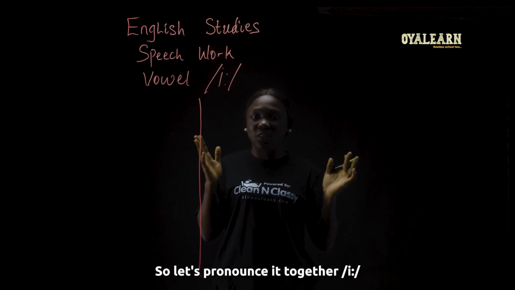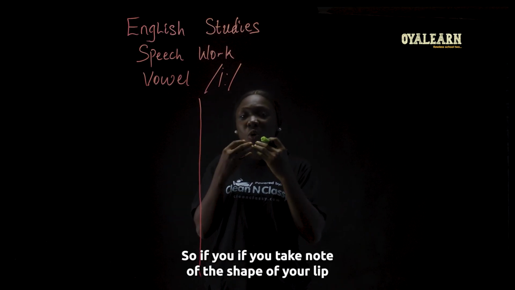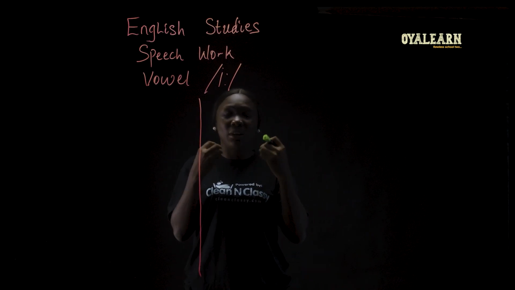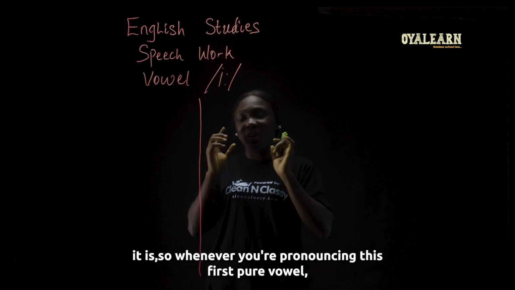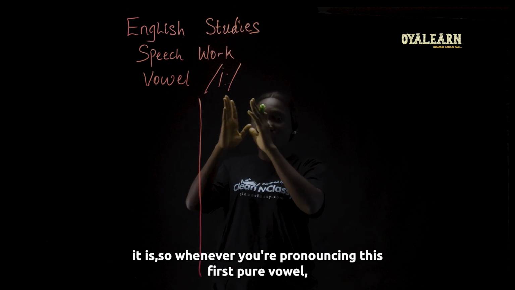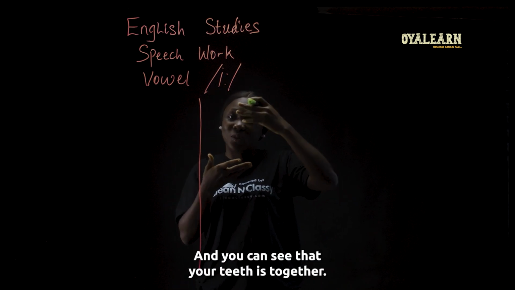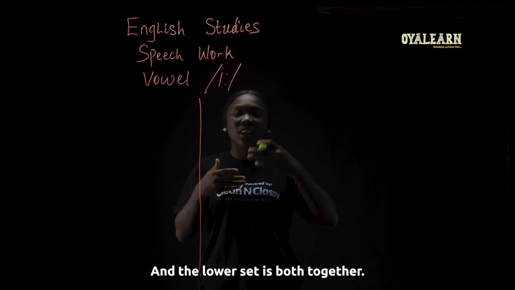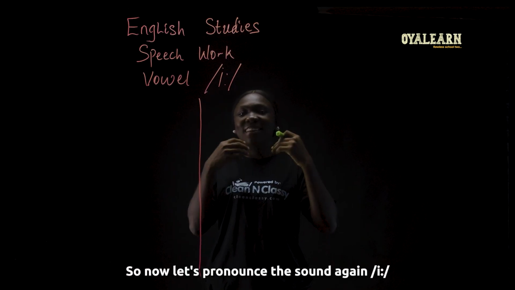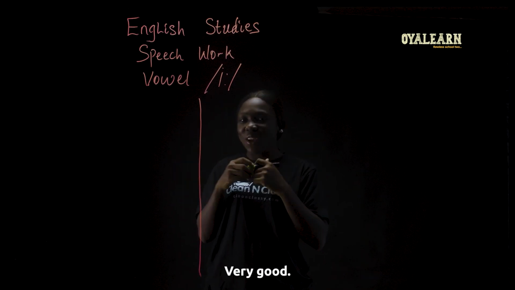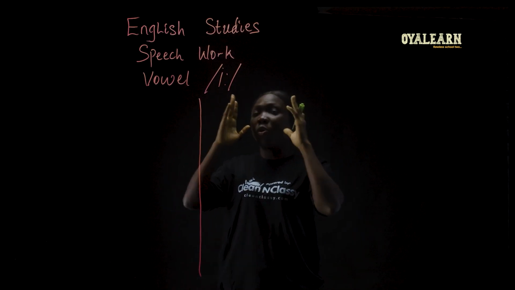So let's pronounce it together. E. So if you take note of the shape of your lip, you see that your lip is spread. Yes, it is. So whenever you're pronouncing this first pure vowel, your lips must be spread, and you can see that your teeth are together. That is the upper set and the lower set are both together. So now let's pronounce the sound again. E. Very good.